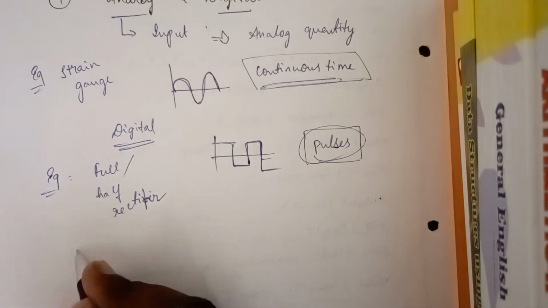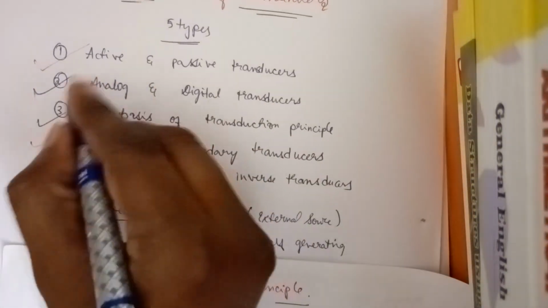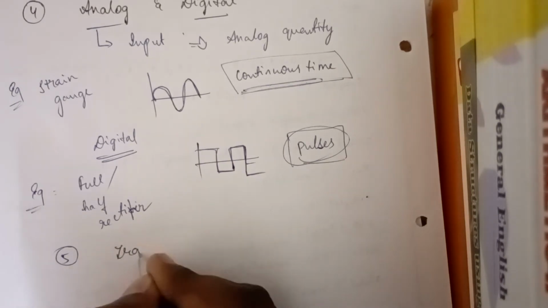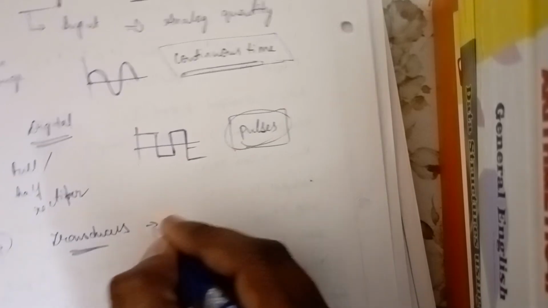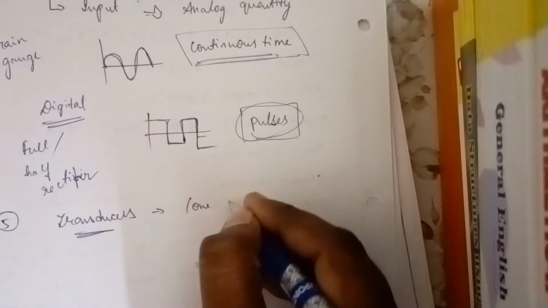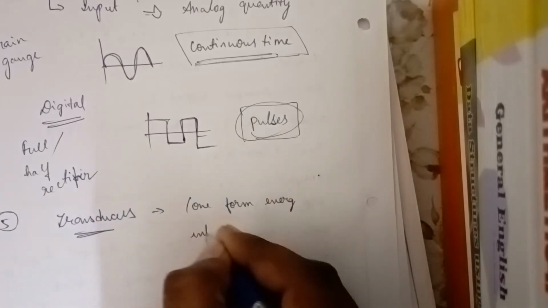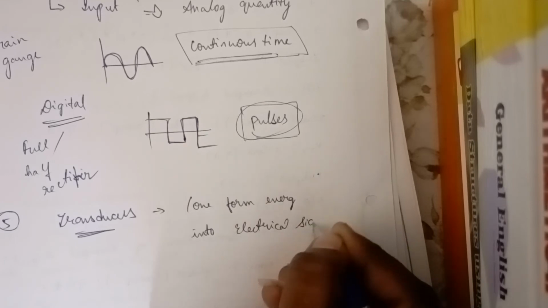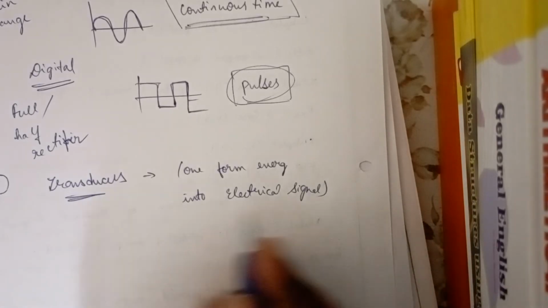Okay, next, coming to the last, 5th type of transducer. We have completed analog and digital. The last, 5th type is transducers and inverse transducers. We have already studied transducers. A transducer is one which converts one form of energy into an electrical signal.